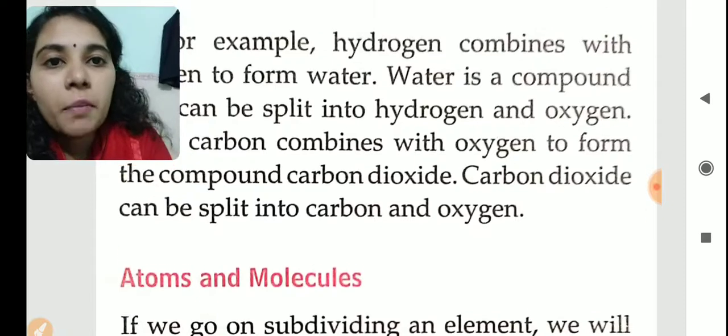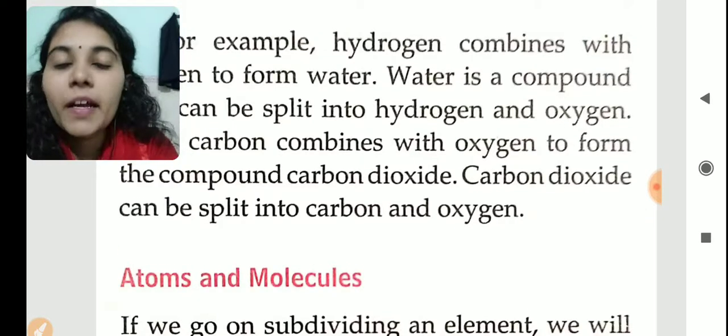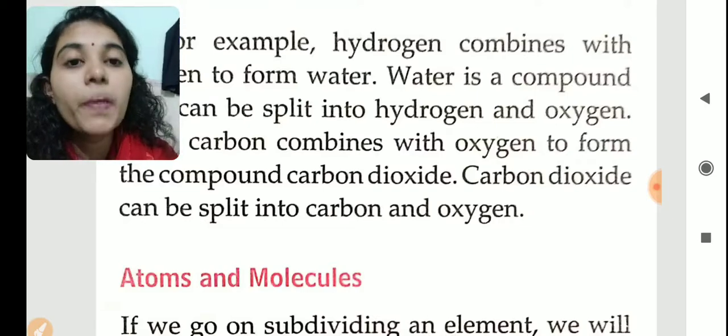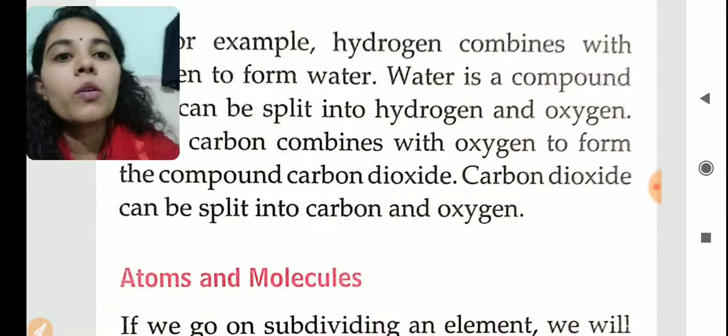Carbon dioxide can be split into carbon and oxygen. Okay. So, this is an element and a compound. And now we are going to study the next topic, atoms and molecules. What is an atom and what is a molecule?